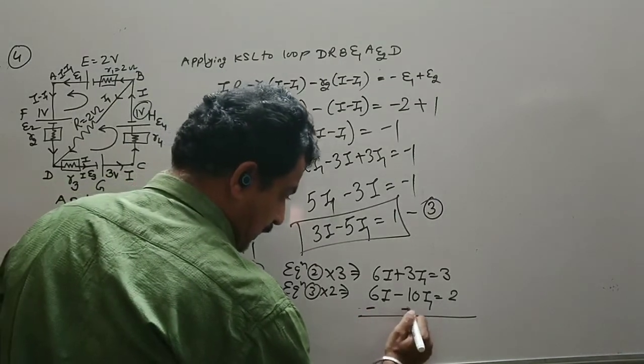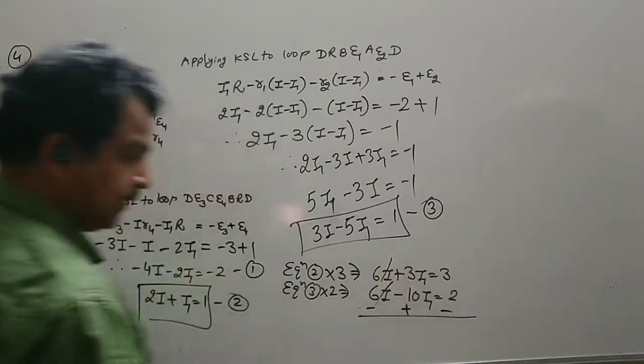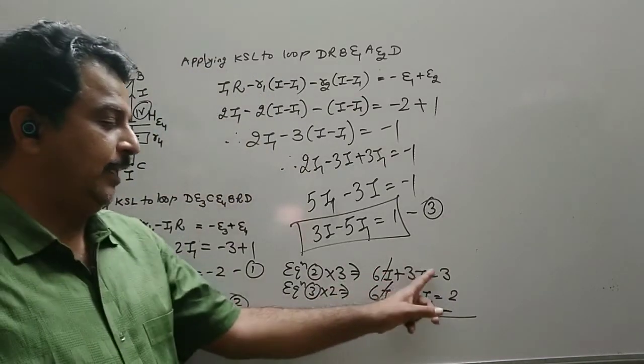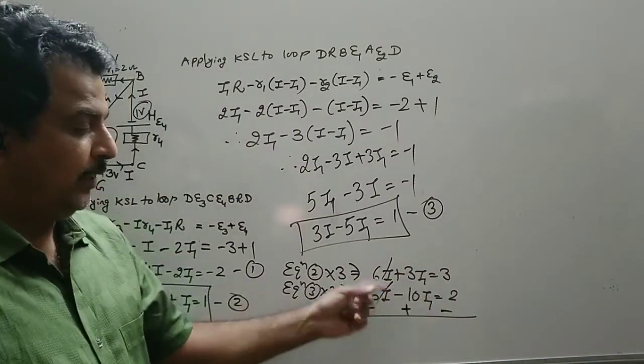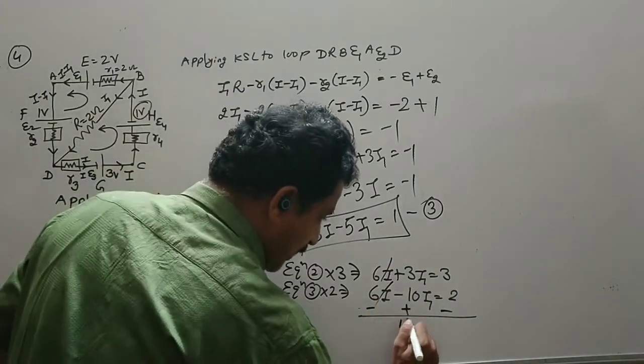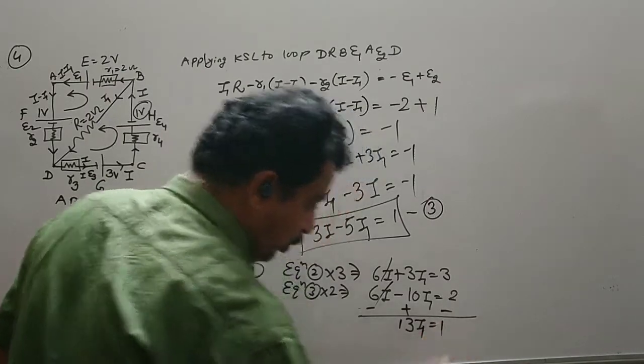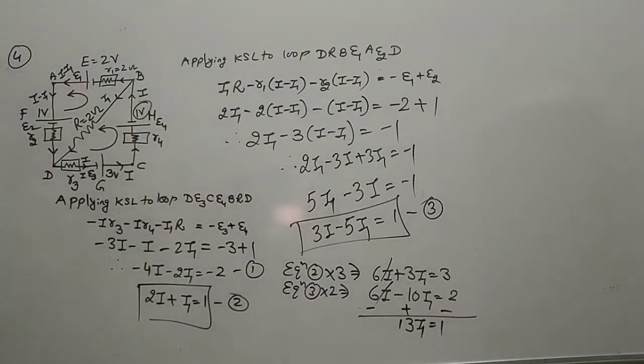So minus plus minus, so 6I minus 6I, then 3I minus 1, minus of minus I1 becomes plus, so it becomes 31I, and that is equal to 1. That is 3 minus 2. So we subtract this value and we find I1 to be 1 by 13 ampere.